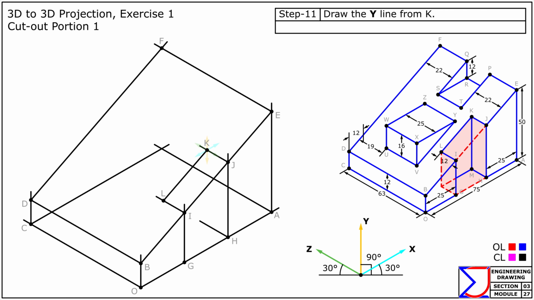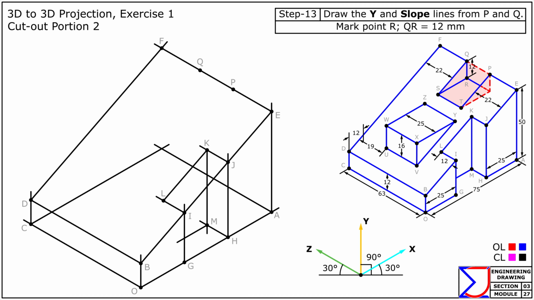At point K, draw the remaining parallel line. The intersection obtained is point M. At point M, draw the remaining parallel line. Now that the first cutout is complete, let's proceed to the second cutout portion. Mark points P and Q on the line EF at their respective distances from E and F.